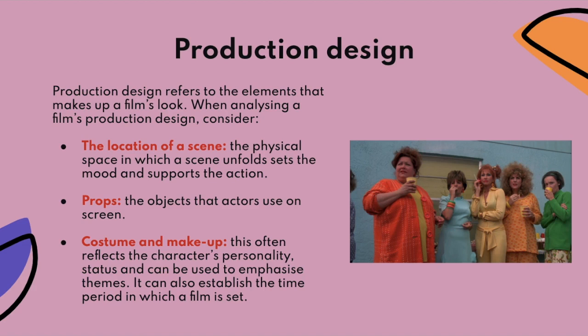So for example, if we look at Edward Scissorhands, most of the movie is filmed in the suburbs, in that Californian-inspired neighbourhood. We also want to look at the props. So these are the things or the objects that actors are using on the screen. So if you look at that picture of Joyce and the other woman in the neighbourhood in Edward Scissorhands, the cups that they're holding and drinking from could be props.